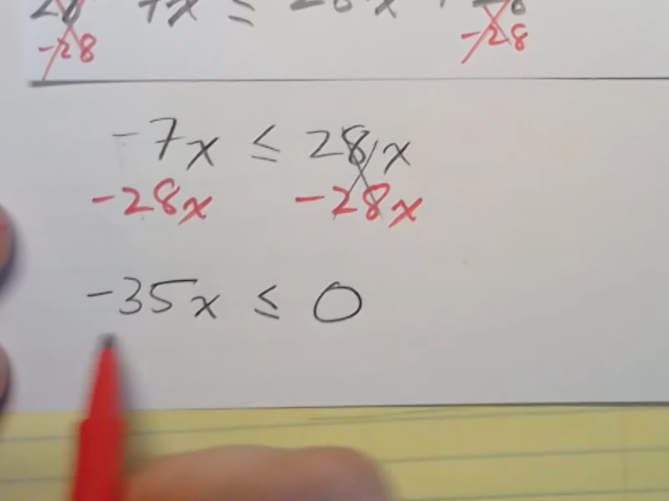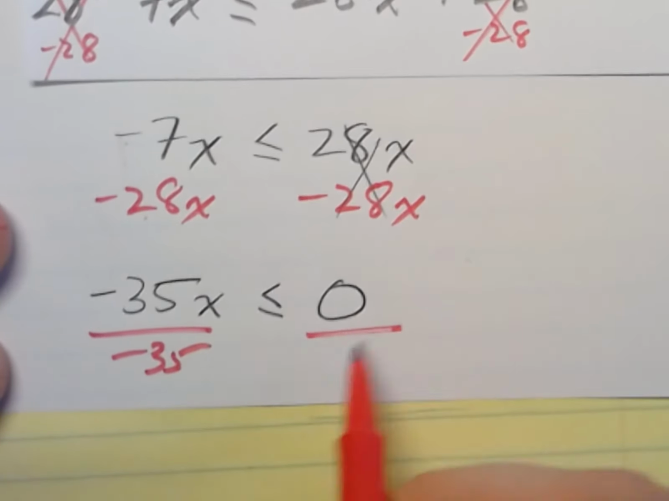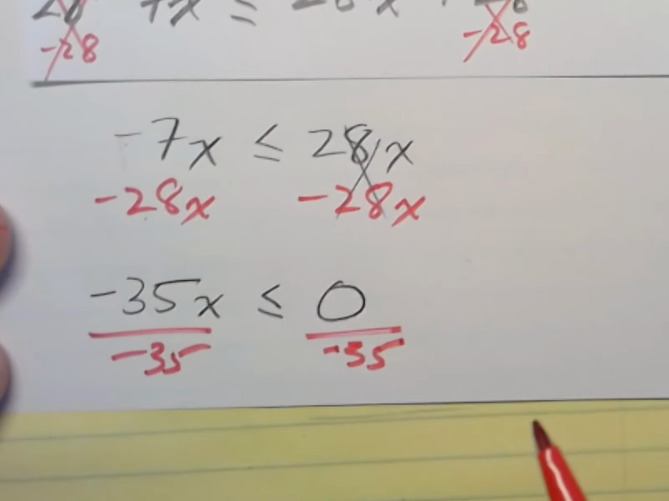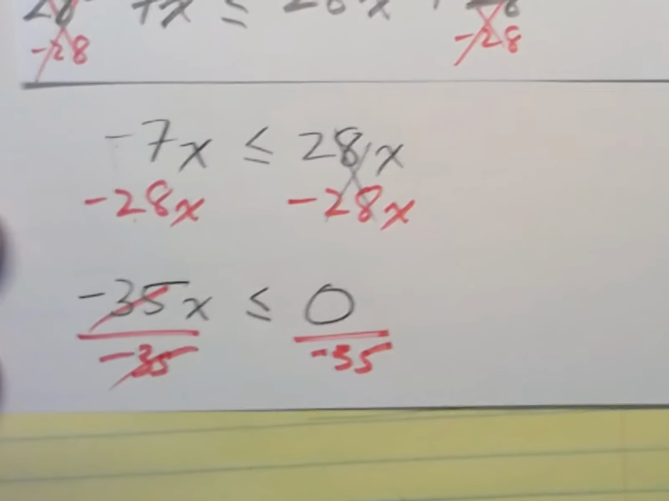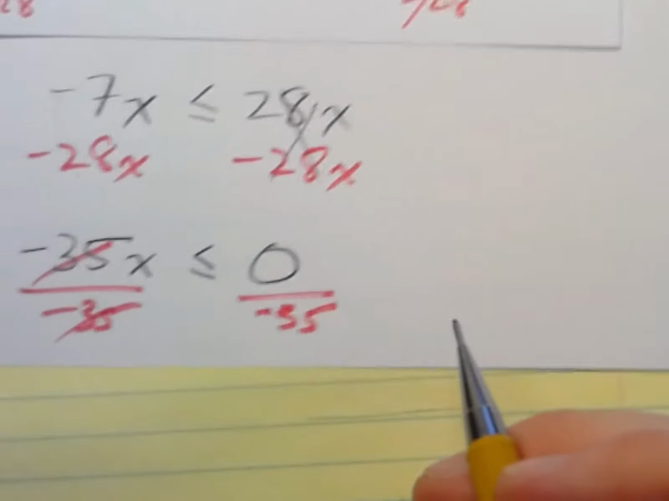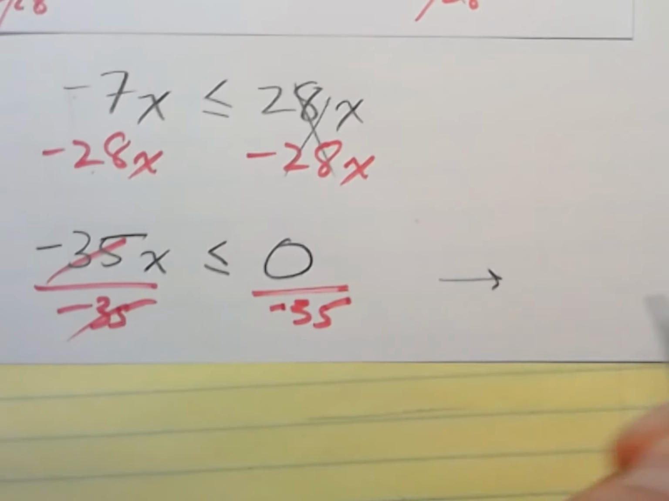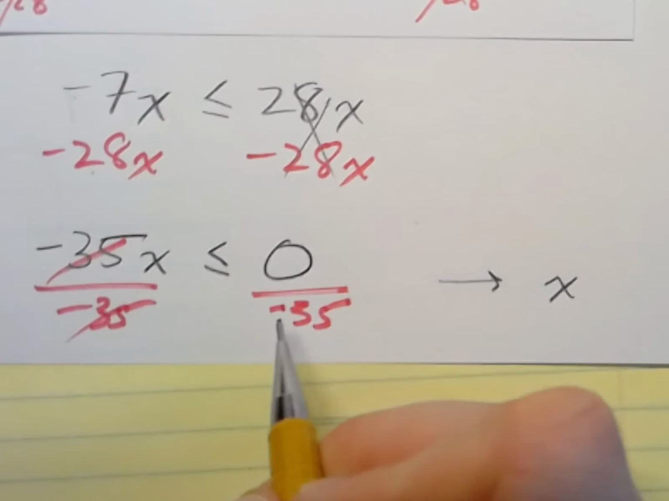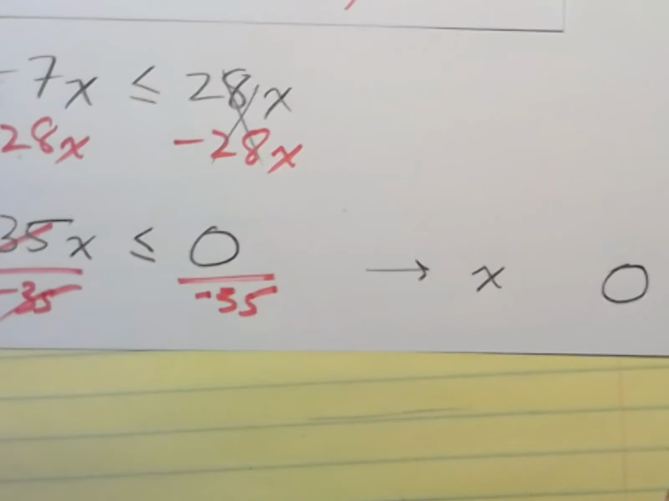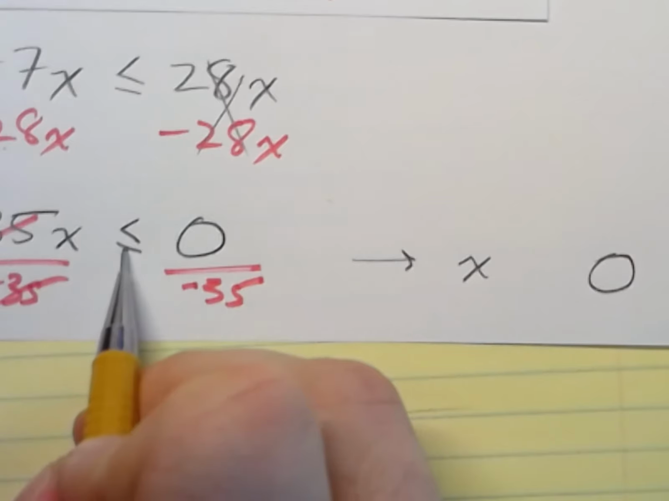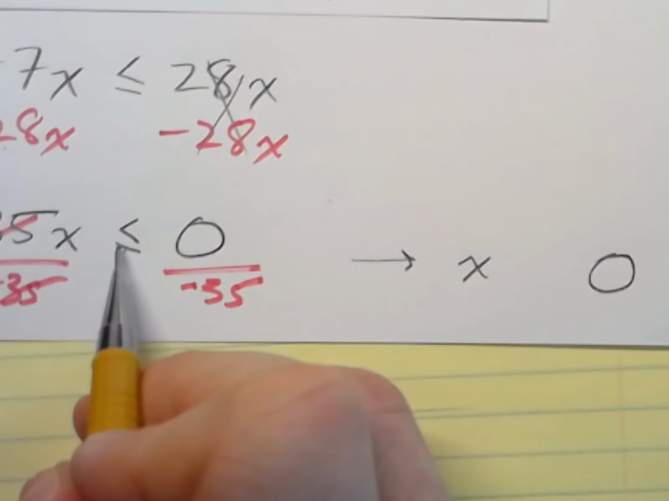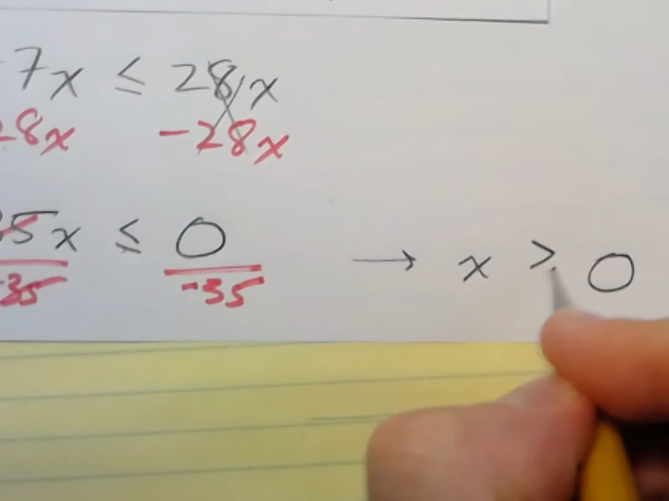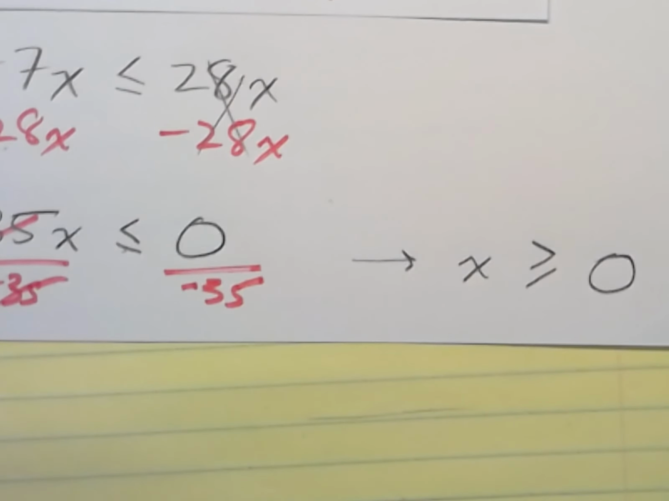So then if I divide by negative 35, and again, you got to see this through to the end, okay? Divide by negative 35, then look what we have, okay? We have an x. What's 0 divided by negative 35? 0. But this now changes because we divided by a negative. So now it's going that way, okay?